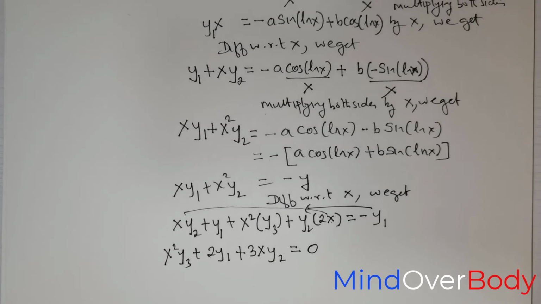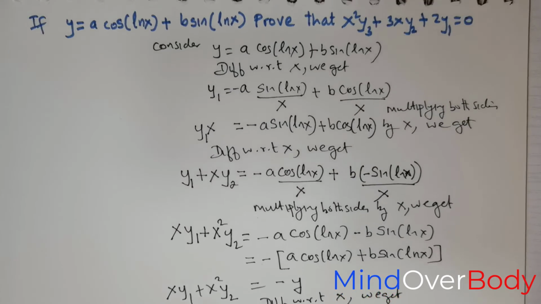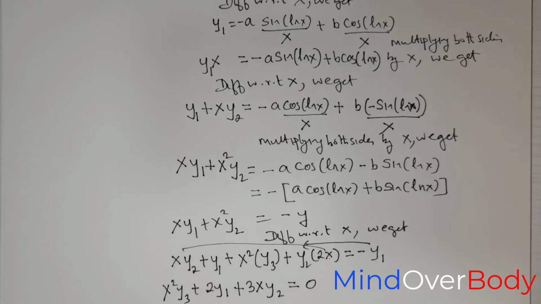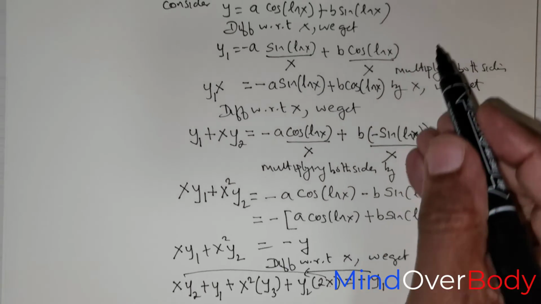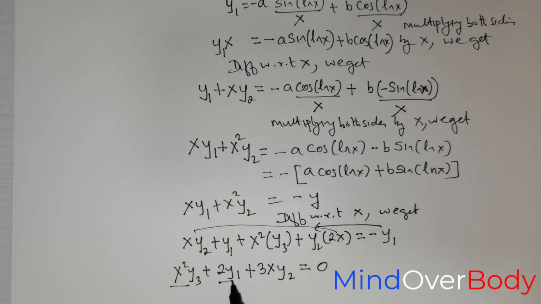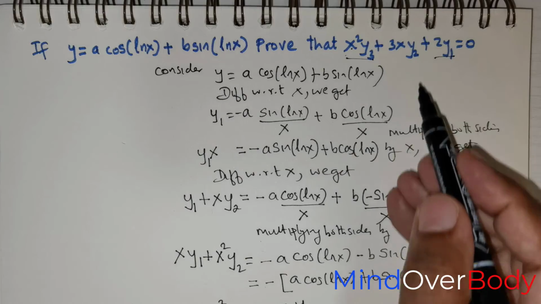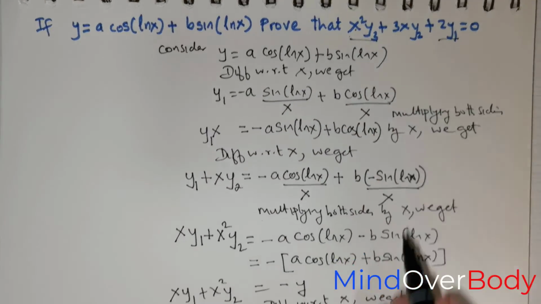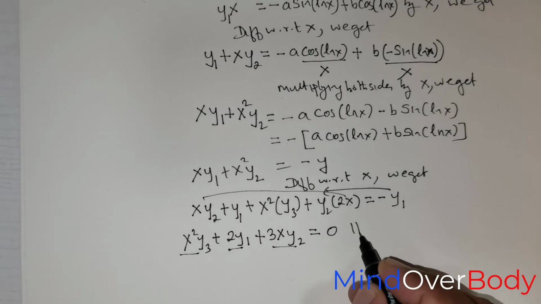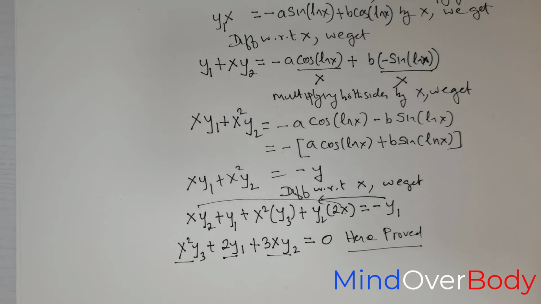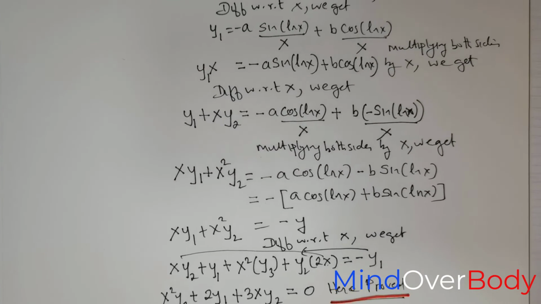Now let's go and compare the given system to what is required. You see, this is what is required: x squared y3, 2 times y1, and 3 times x y2, all of them added to 0. Hence we can conclude the result is proved. Hence proved. So that's the good place for us to draw the red line. So we'll move on to the next question, students.